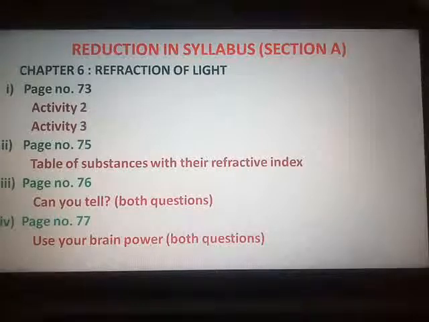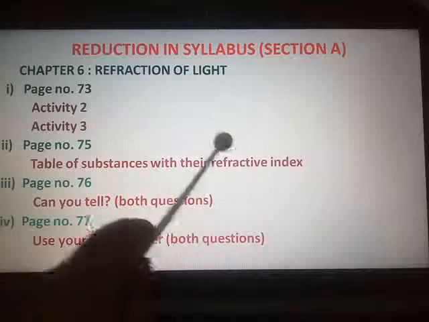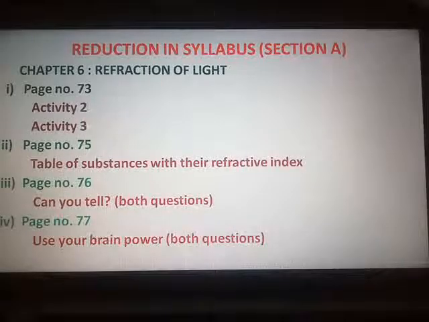Page number 74, there is no reduction in the syllabus. The laws of refraction, refractive index, all the topics you have to study. Page number 75, a small reduction is there. On the top of the page, you can see a table which displays the name of the substance and the refractive index. Air 1.0003, ice 1.31. That table of substances with their refractive index you cancel off. The entire table they have removed from the syllabus.